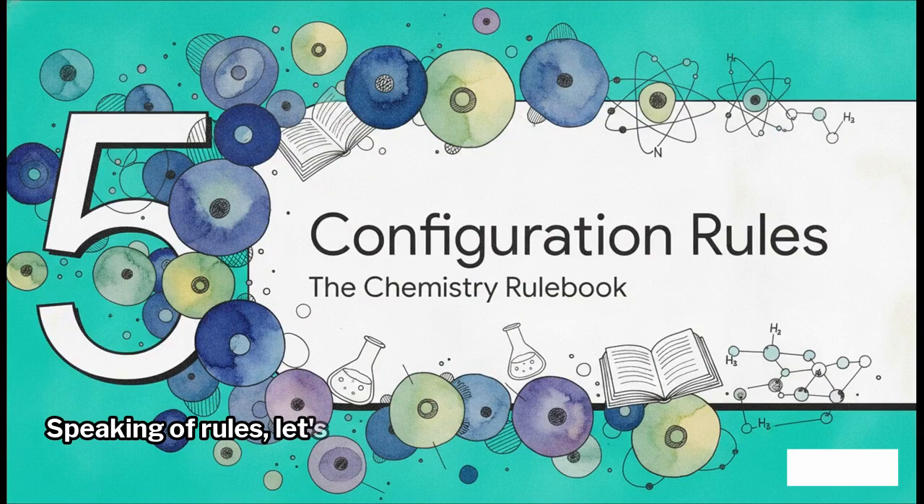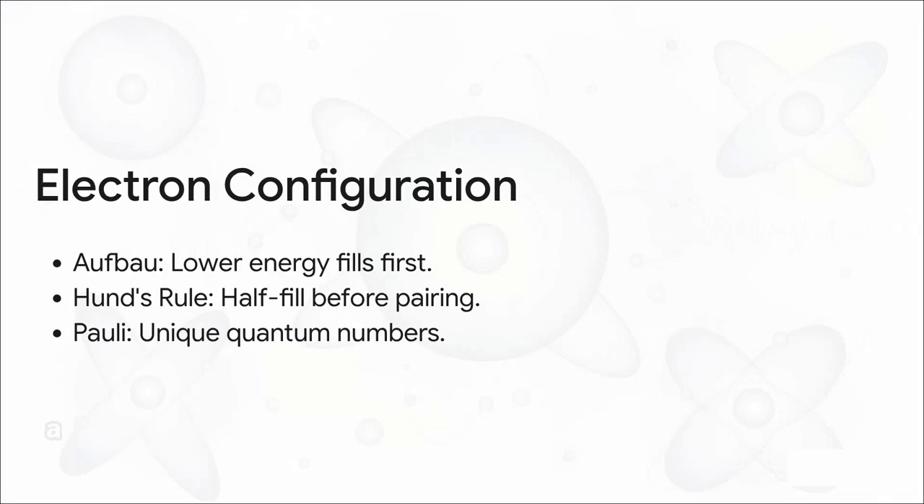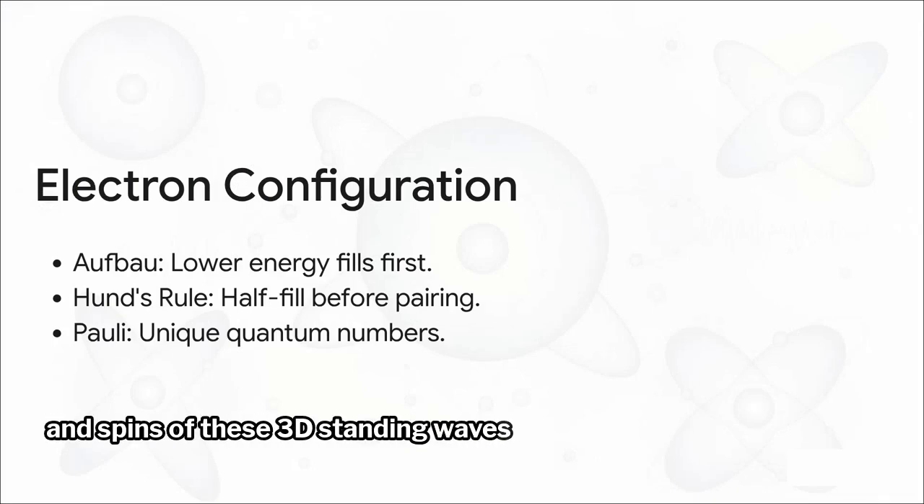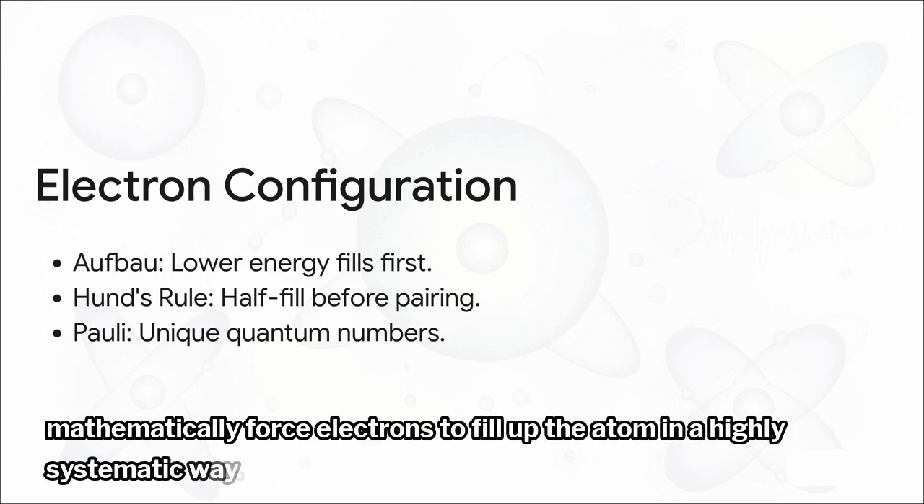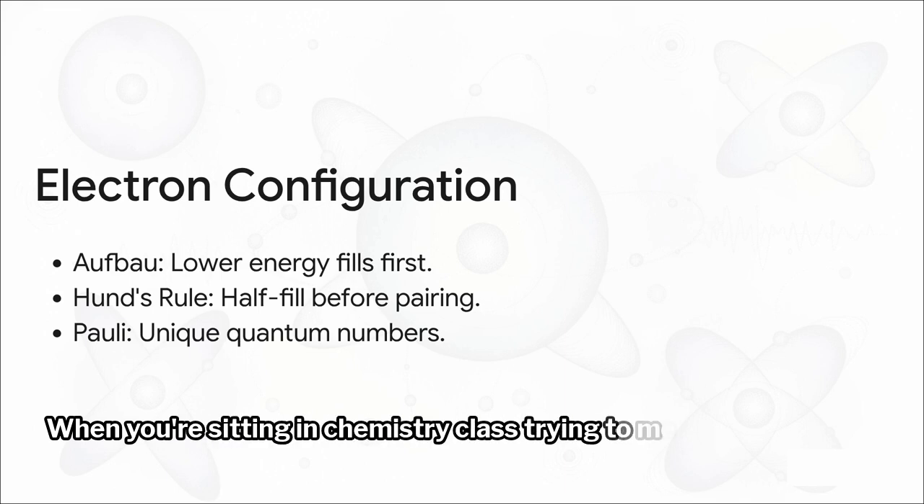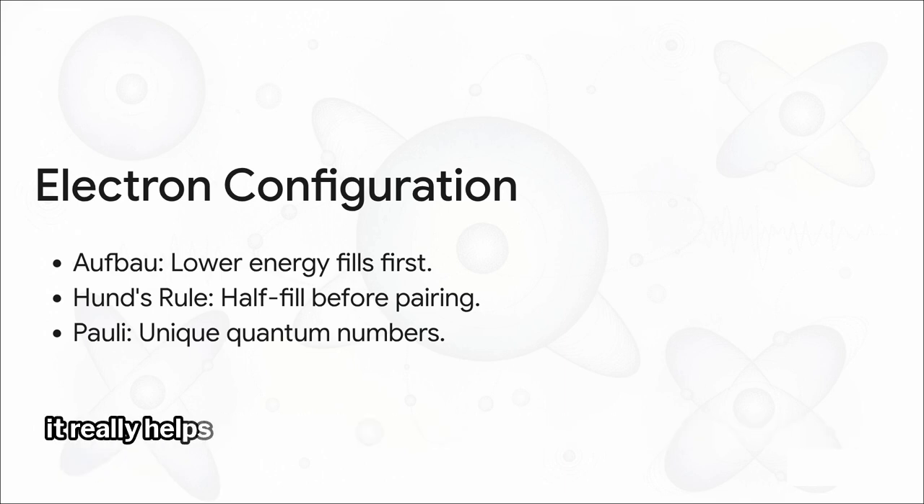Speaking of rules, let's jump into Section 5, Rules of Electron Configuration, the Chemistry Rulebook. You see, the specific geometries and spins of these 3D standing waves mathematically force electrons to fill up the atom in a highly systematic way. When you're sitting in chemistry class trying to memorize all these principles, it really helps to remember that they aren't just arbitrary laws a teacher made up.